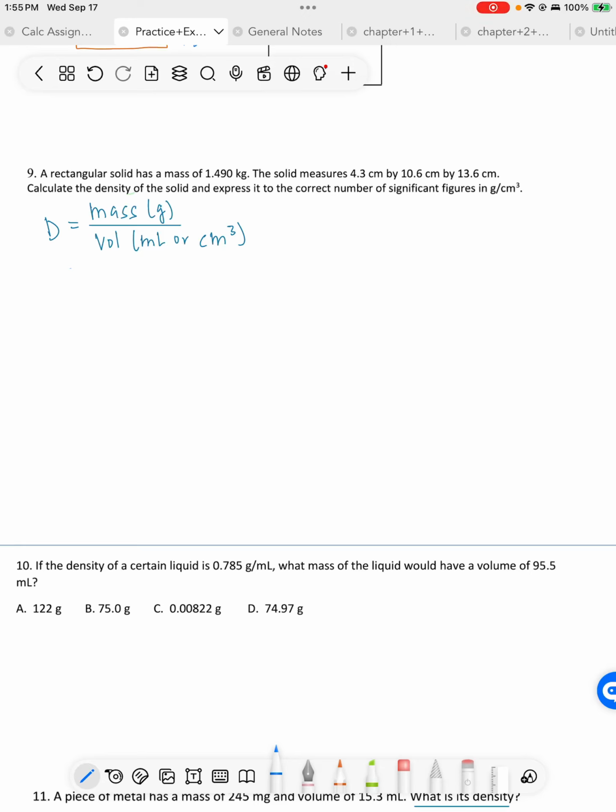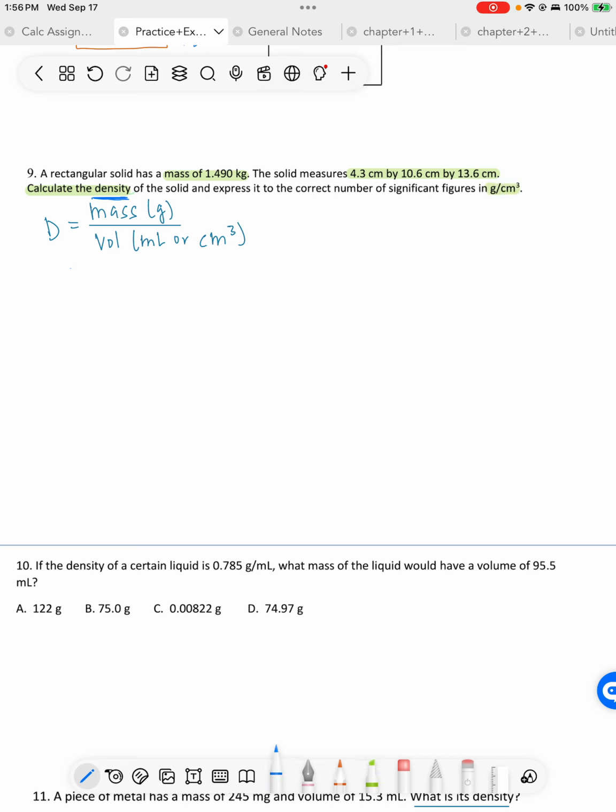Okay, our next question is telling us we have a rectangular solid that has a mass of 14.9 kilograms and that it measures 4.3 centimeters by 10.6 by 13.6 centimeters. And it's asking us to calculate the density. So when I take a test, I like to underline or highlight what it is I'm looking for so I don't get lost in the math. And then I want my units to be in grams per centimeters cubed.